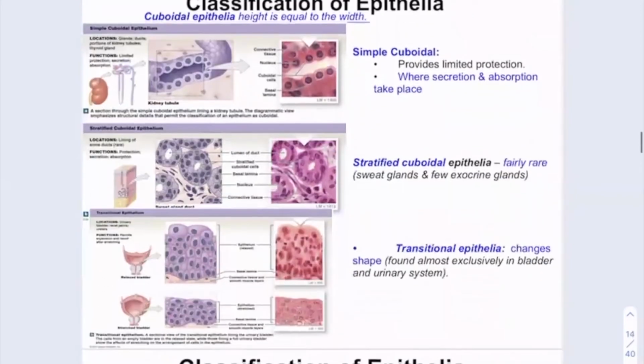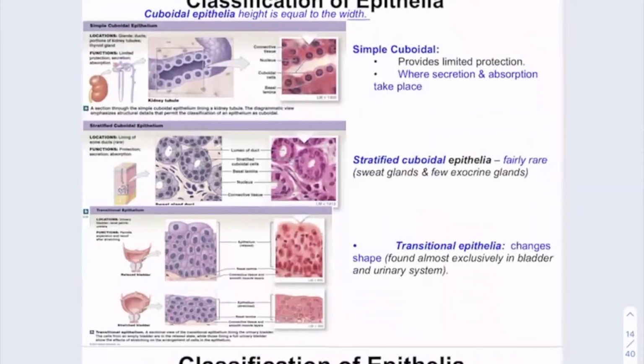As far as cuboidal, cuboidal is good where you need to secrete and absorb things. You find these in the nephrons of the kidneys, right? So they're filtering blood, and so there's a lot of things moving out of the urine filtrate and back into the blood, and things from the blood going back into the urine filtrate. So that's secretion and absorption. Stratified cuboidal, we don't find very often. It's in a few sweat glands, exocrine type glands, and they're fairly rare.